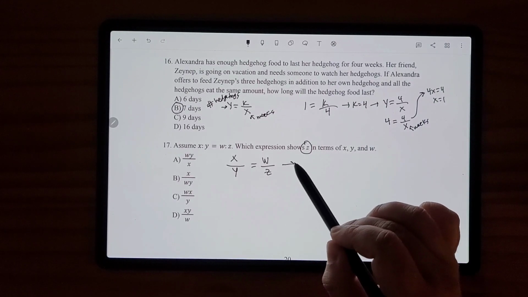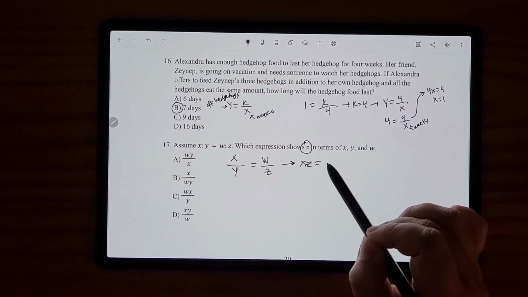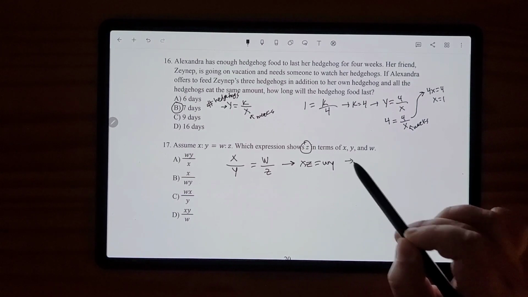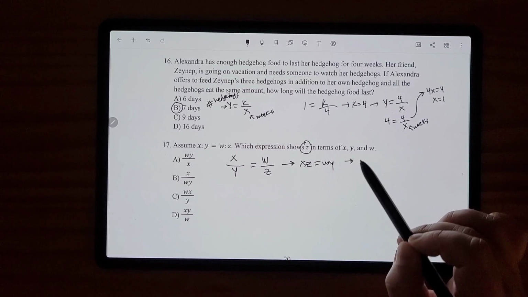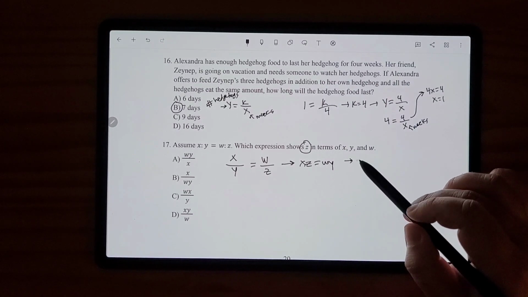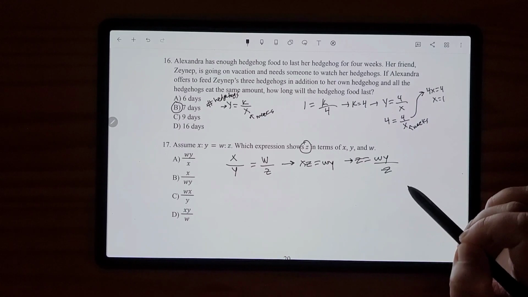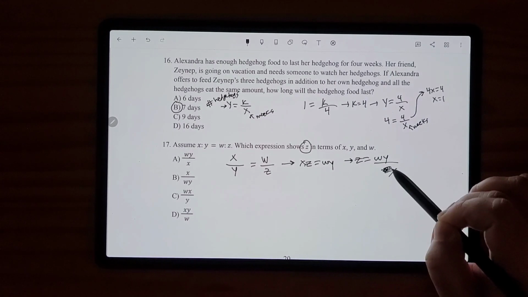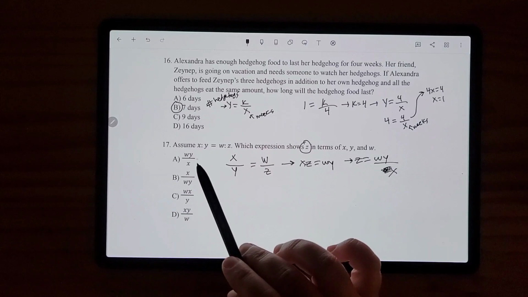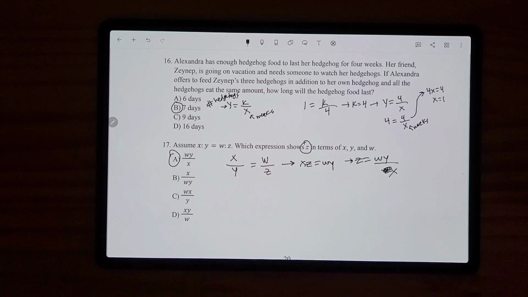So I'm going to cross multiply, and that's going to give me xz is equal to wy. And remember, I'm trying to isolate z, trying to solve for z, get it by itself. So I have to divide by x to do that. So then I get z is equal to wy over x. So wy over x is A.